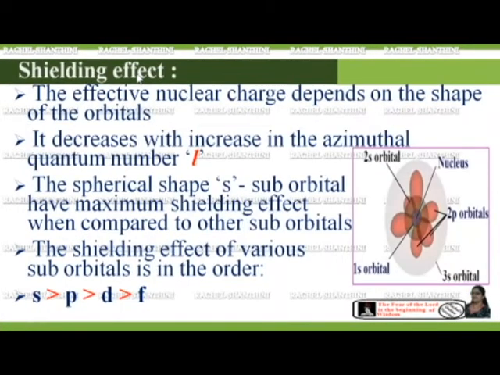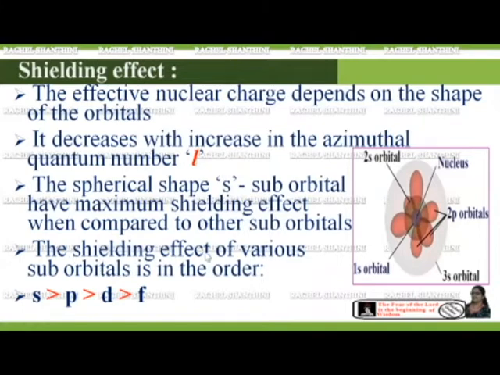Shielding effect of various suborbitals. The effective nuclear charge depends on the shape of the orbital. It increases with increase in the azimuthal quantum number. We know that s orbitals are spherical in shape. The spherical shape of s suborbitals gives maximum space for the electrons to move around it. So it has maximum shielding effect when compared to other suborbitals like p, d and f suborbitals.